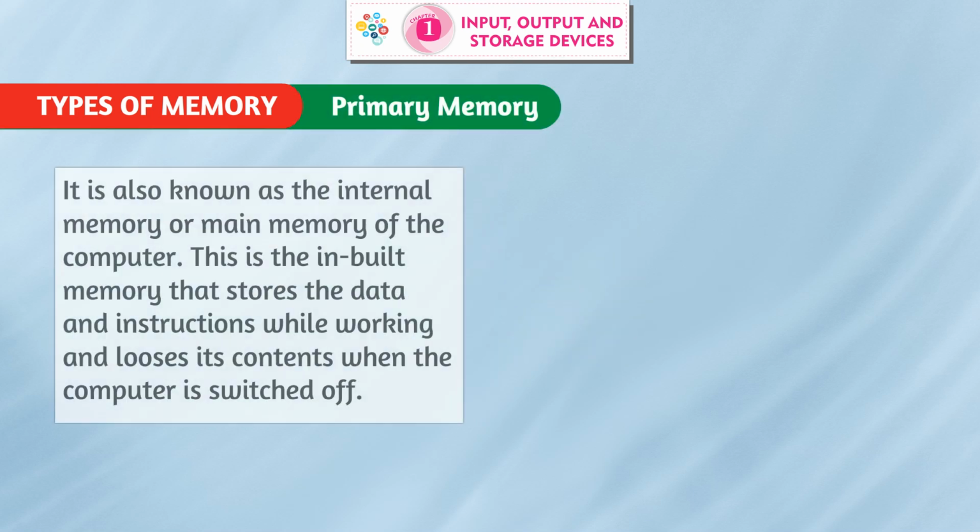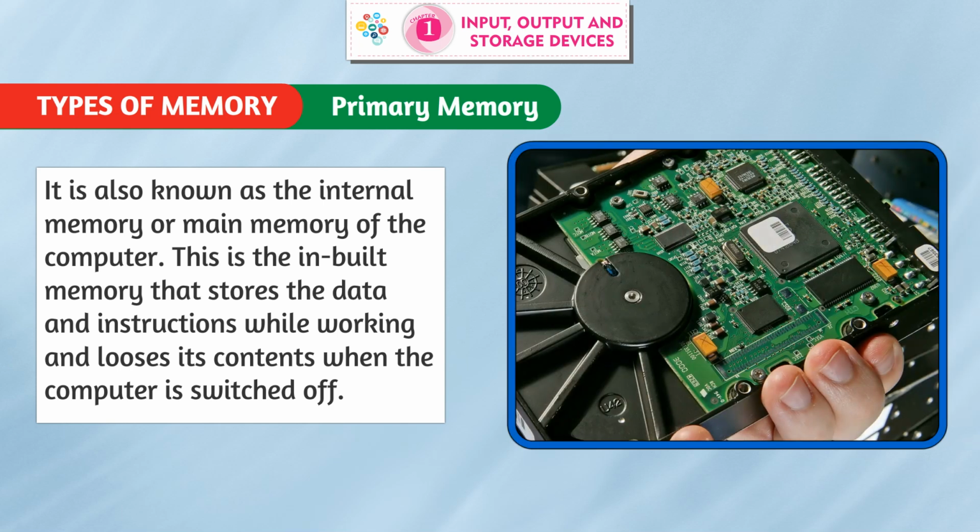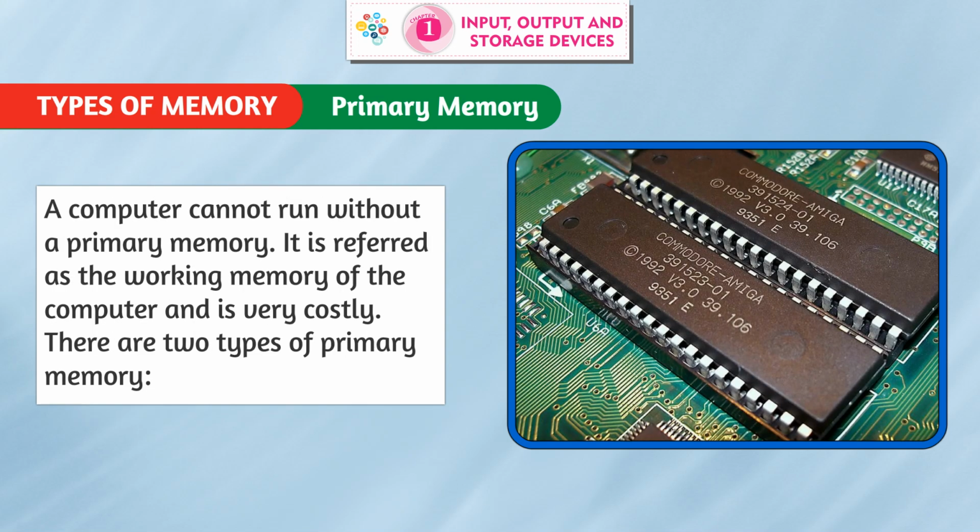Primary memory. It is also known as the internal memory or main memory of the computer. This is the inbuilt memory that stores the data and instructions while working and loses its contents when the computer is switched off. A computer cannot run without a primary memory. It is referred to as the working memory of the computer and is very costly.